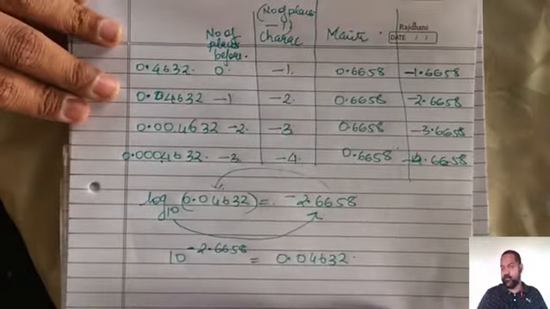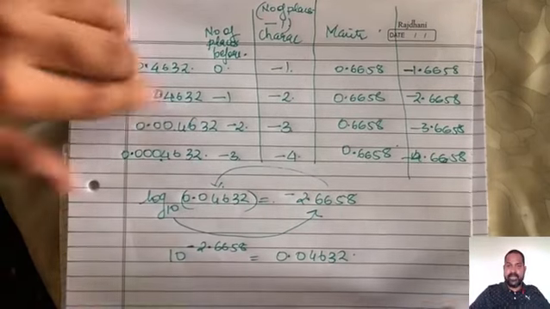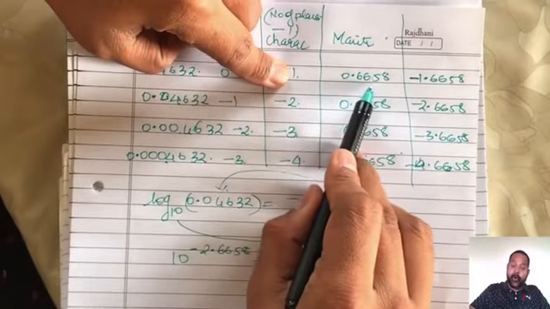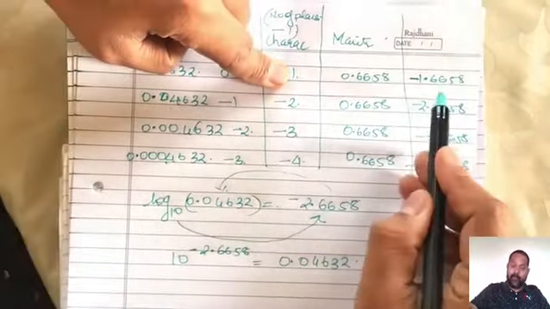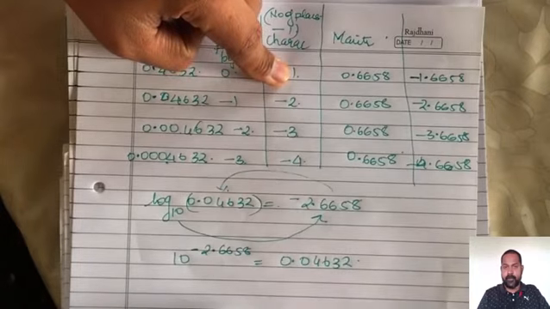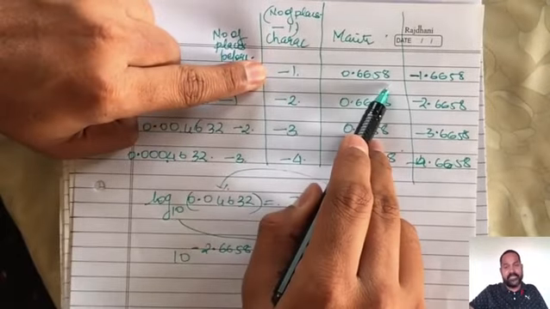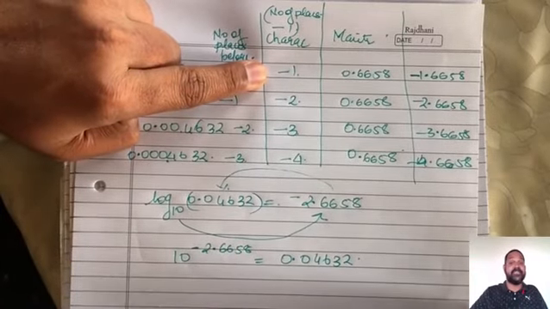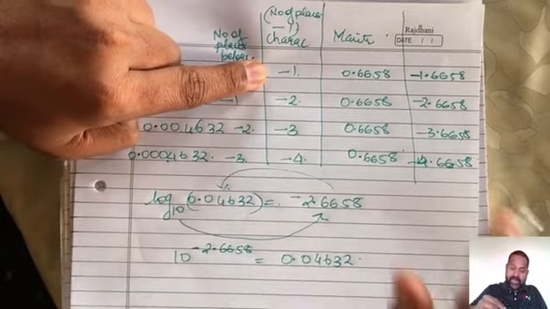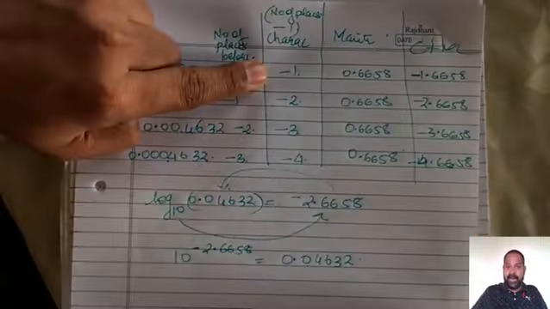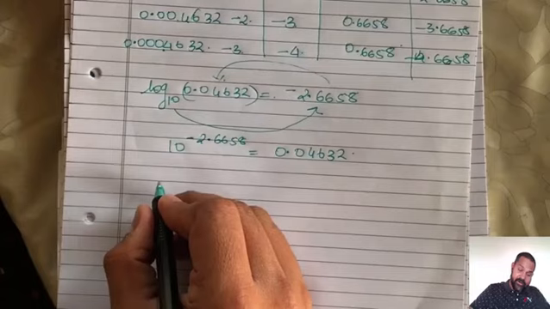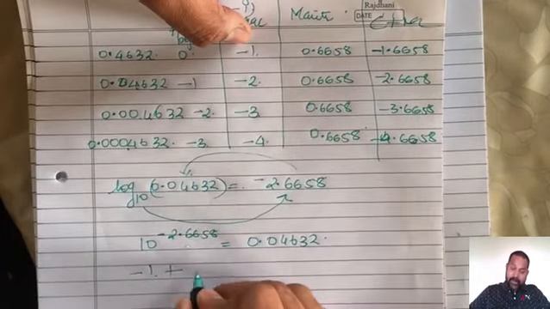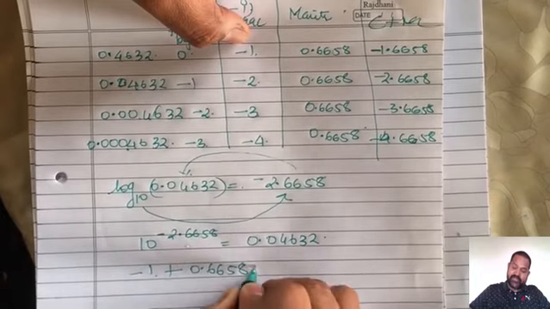Well, sir, I've done that only. No, you've not done that. See, if this was 1, then it is correct, because 1 plus 0.6658 is 1.6658. But -1 plus 0.6658 is not -1.6658. That is a mistake that you are making. Log is characteristic plus mantissa. Characteristic here in this case is -1, plus the mantissa is 0.6658.